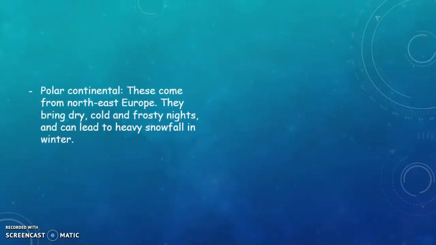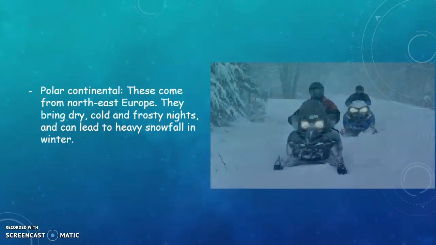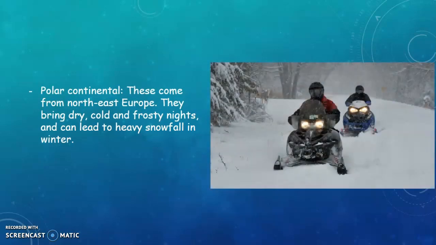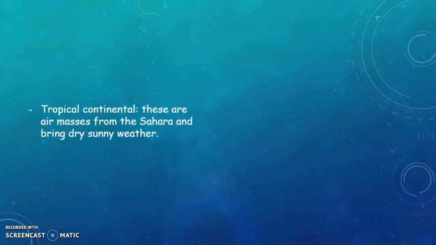Polar continental. These come from the northeast of Europe and they bring dry, cold and frosty nights, and usually when they reach Ireland it causes the moisture in our air to fall as snow. So we don't get those very often. The next one is our tropical continental. These are air masses from the Sahara bringing dry, sunny weather. We would have had these when we had the drought in Ireland 2 years ago.